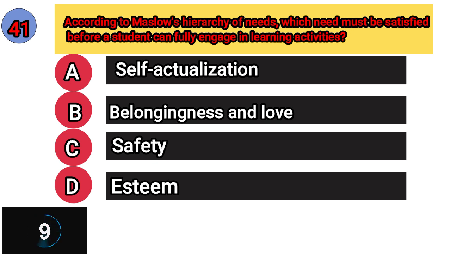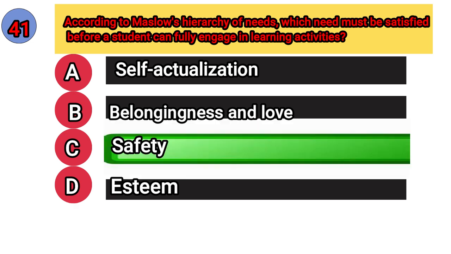According to Maslow's hierarchy of needs, which need must be satisfied before a student can fully engage in learning activities? Self-actualization, belongingness and love, safety, esteem. And the correct option is option C, safety.